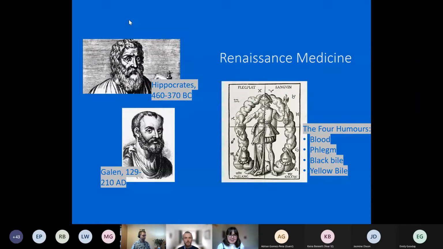And one of his major discoveries was that arteries carry blood around the body. So these were two big guys in classical medicine. In the Middle Ages, when they weren't engaging so much with these ideas, medicine didn't really get much better in our modern eyes.